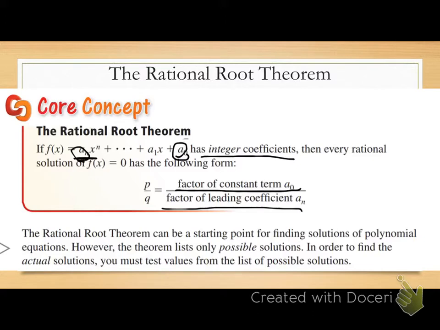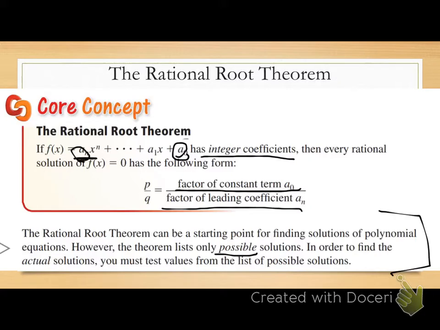Now we do need to pay attention to this paragraph down at the bottom. The rational root theorem can be a starting point for finding solutions of polynomial equations. However, the theorem lists only possible solutions. So my list isn't going to be just a list of all my solutions. It's going to be possible solutions. In order to find the actual solutions, I must test the values from the list of possible solutions. And I'll show you how to do that when we get to that example.